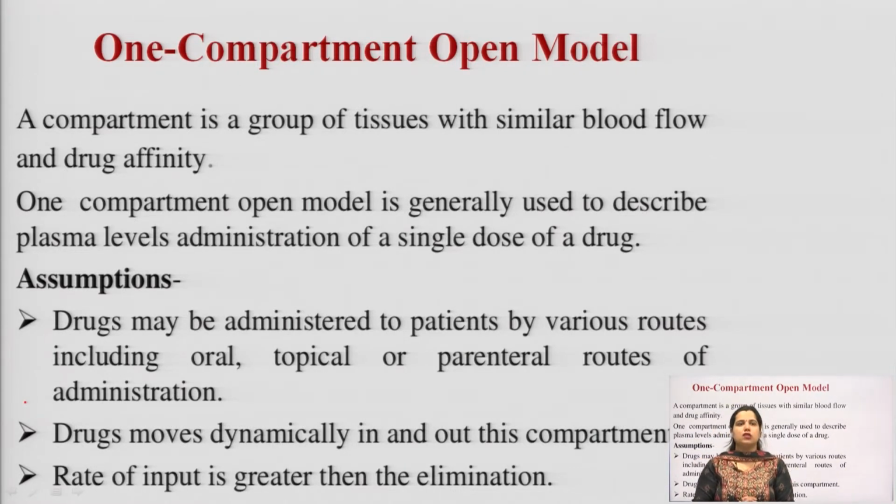One compartment open model is generally used to describe plasma level administration of a single dose of a drug. The assumptions are: the drug may be administered to the patient by various routes, including oral, topical or parenteral routes of administration. The drug moves dynamically in and out of this compartment, and the rate of input is greater than the rate of elimination. That means the drug entering the system or compartment is greater than the rate of elimination. These are the basic assumptions we make for the one compartment open model.